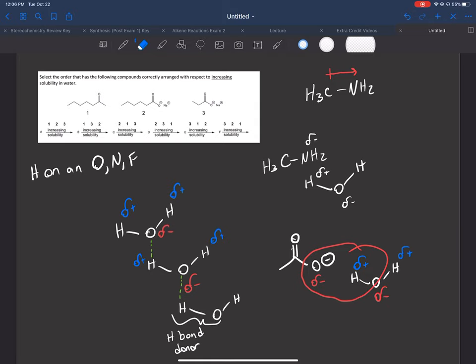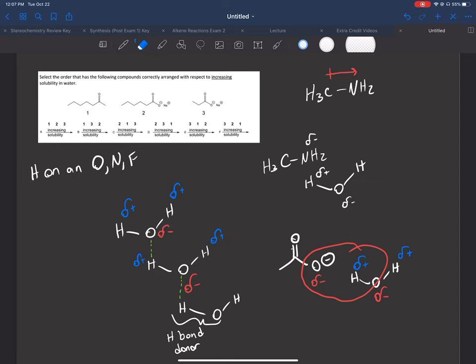So how do we rank these IMFs? What's the strongest? Because the stronger the IMF, the more soluble you will be, okay? So that's the thing you need to keep in mind: the stronger your intermolecular forces, the more soluble you will be, and you would also have a higher boiling point, okay? So the weakest is a London dispersion force. Every compound has that.